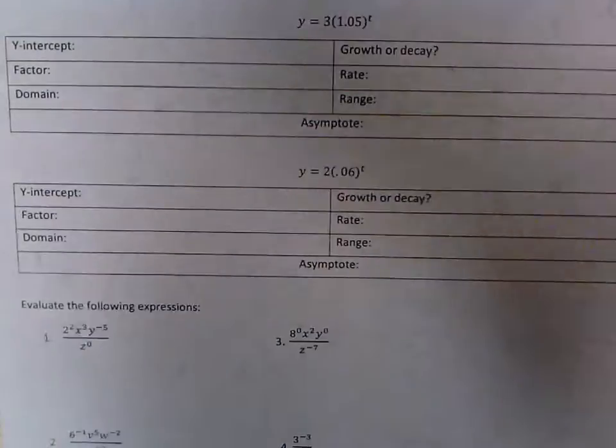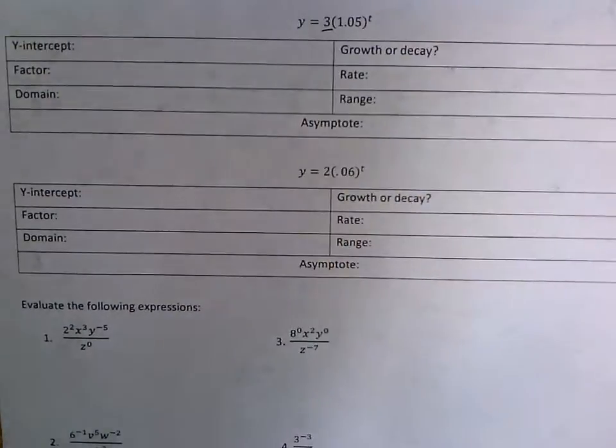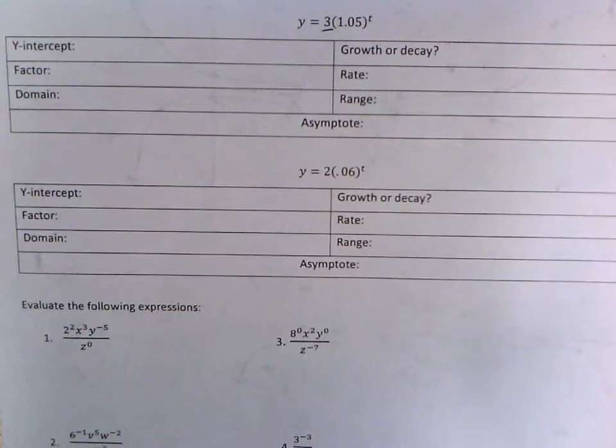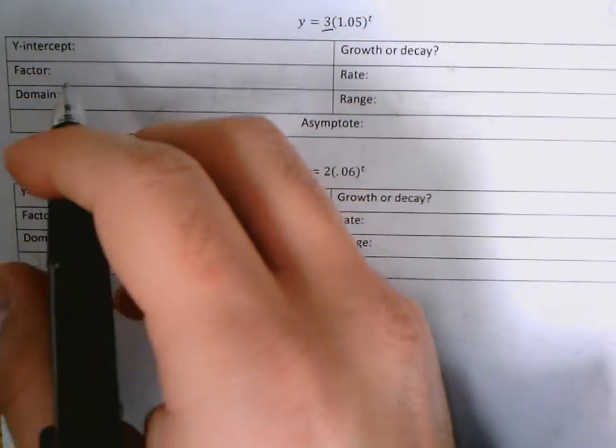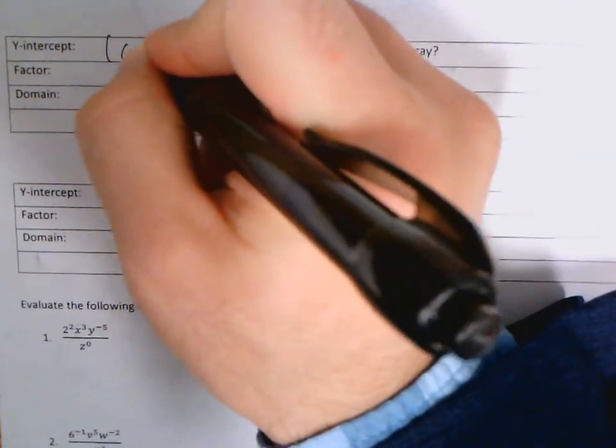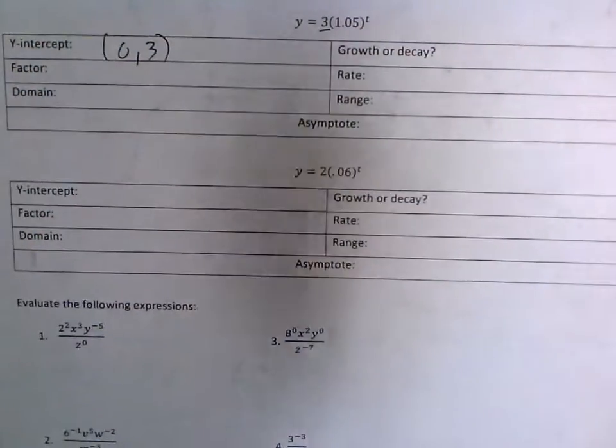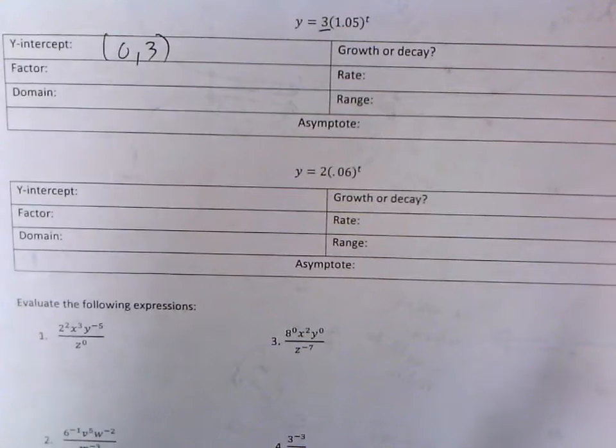Well, we know that the y-intercept is 3. The value of a is always our y-intercept, at least in this case. And I can write it as (0, 3). Does this represent growth or decay?